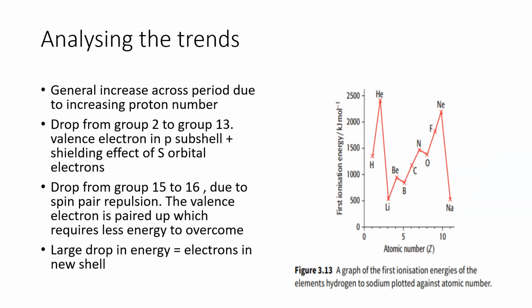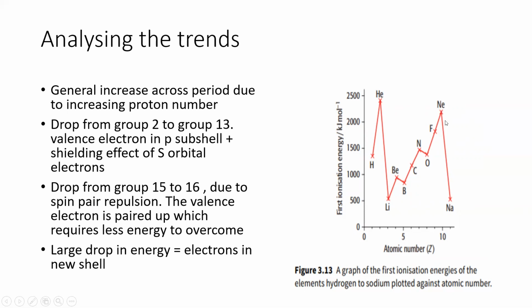As I said before, from boron to nitrogen, all the electrons that are added to the p shell are unpaired. They're in their own individual orbitals. However, in oxygen, the fourth electron is paired up, and due to spin pair repulsion, the paired valence electron requires less energy to overcome, because there's repulsion between the electrons, and the electron can't feel the entire attraction of the nucleus. I think marks are just given for spin pair repulsion, so just take note of that.